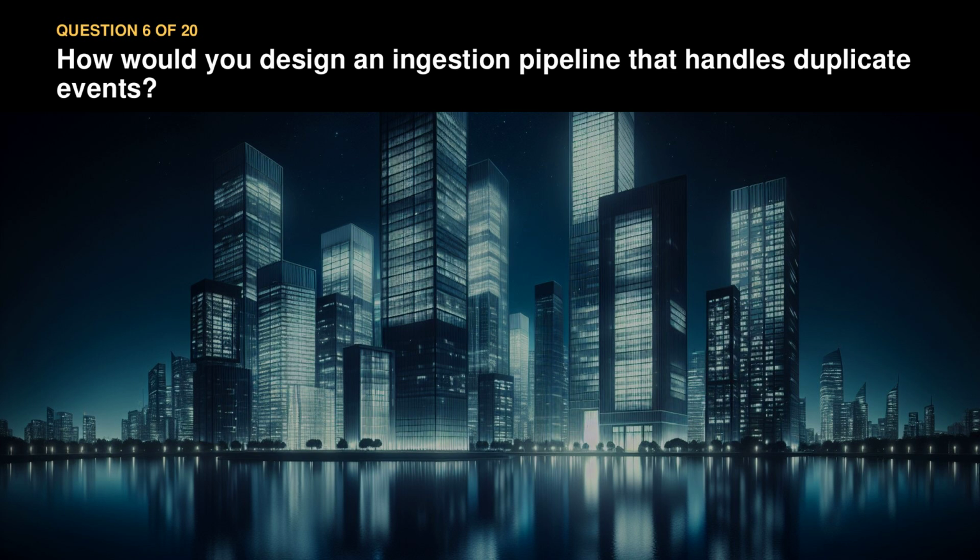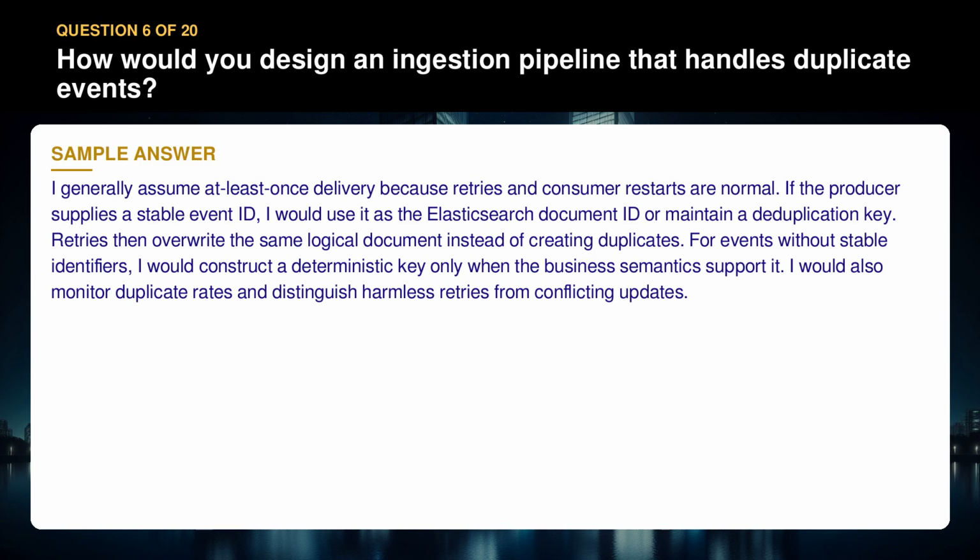Question 6. How would you design an ingestion pipeline that handles duplicate events? I generally assume at least once delivery because retries and consumer restarts are normal. If the producer supplies a stable event ID, I would use it as the Elasticsearch document ID or maintain a deduplication key. Retries then overwrite the same logical document instead of creating duplicates.